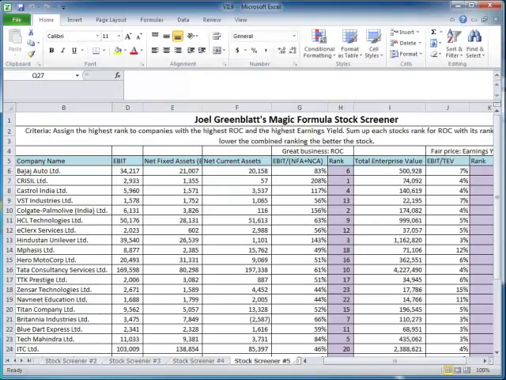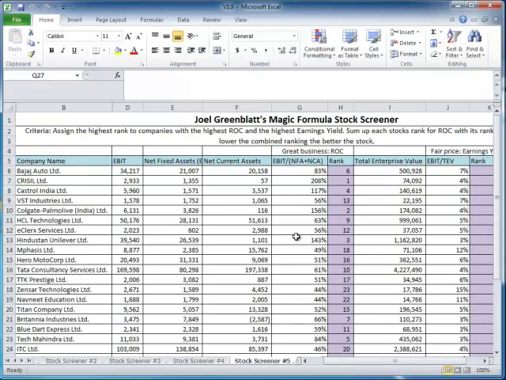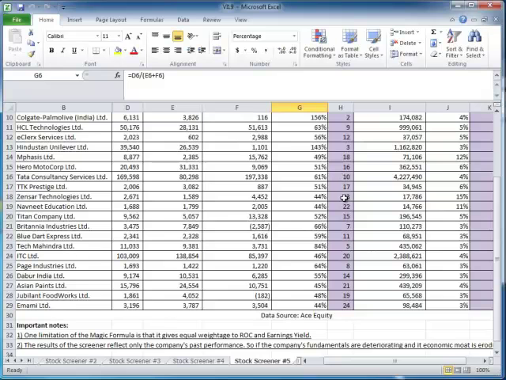Magic Formula Stock Screener. Okay, so now what we have done is we have essentially applied this stock screener, and we have excluded financial companies from this list. So the first thing we want to look at is the return on capital. So we want the great business, and we essentially have the EBIT over net fixed assets plus net current assets. So we take the EBIT, net fixed assets, and net current assets, and then we calculate this value here, which is the ROC. And we have these for all the companies, and then this gives us the company's ranking in terms of ROC.